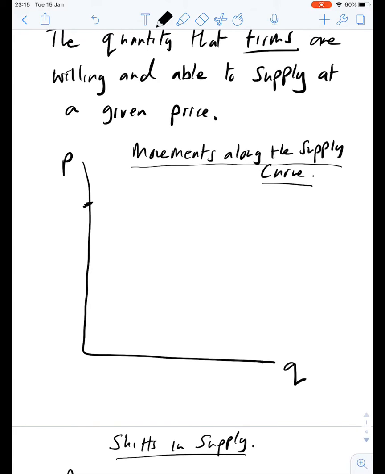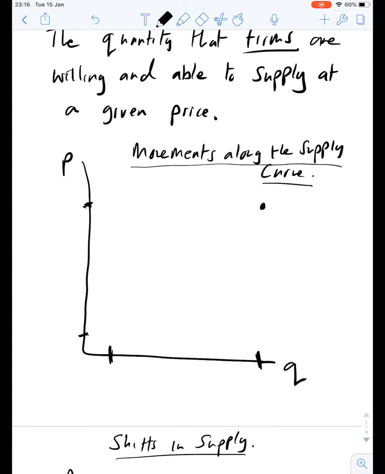At a high price, firms would be willing and able to supply a huge quantity of the products they are selling in order to maximize from the high price. So at a high price, the quantities that firms would be willing to supply the product at would be very high. At a very low price, the quantity that firms would be willing and able to supply the product would be very low. Let's remember the objective of the firm is to maximize their profits.